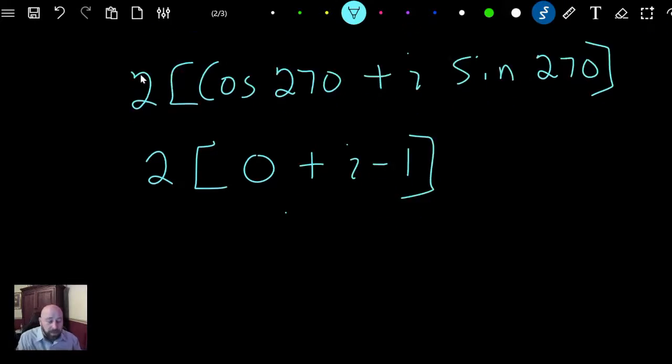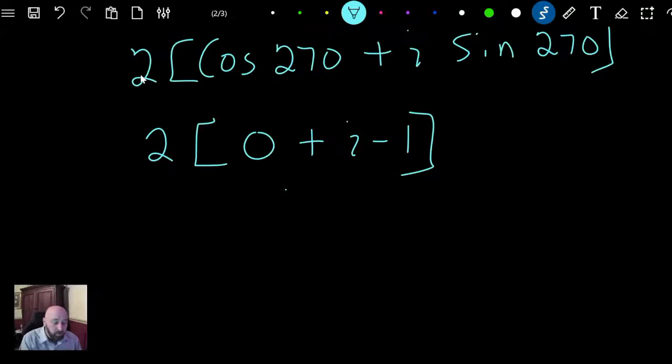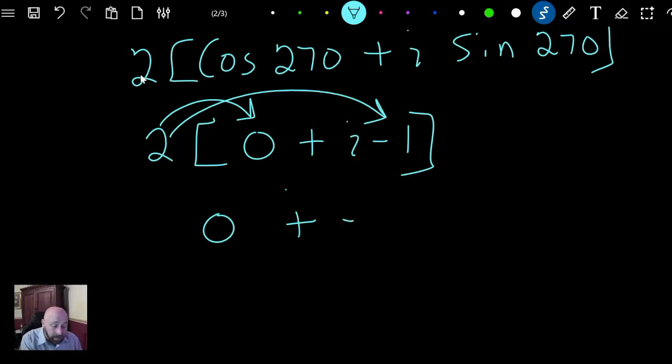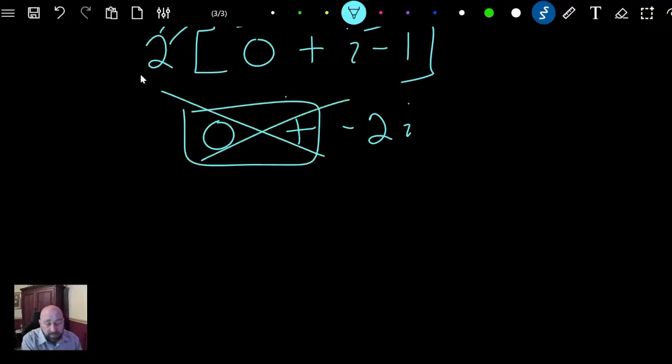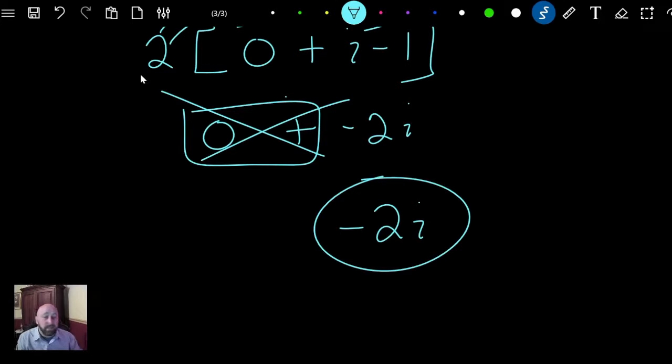All right, so now we just need to rewrite it. So we're going to distribute this to it. 2 times 0 is going to be 0. And so this is our real number here, it's 0. So you don't even need to write that, right? And then we're going to multiply the 2 down here. So we're going to get -2i. The best way we could write that, we don't even need this, right? We can get rid of that. So -2i would be the correct answer on that division problem.